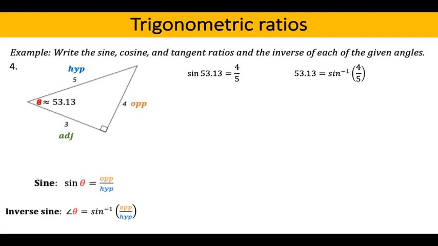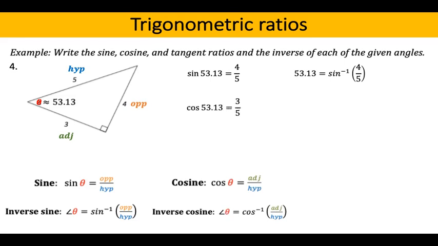We'll do this again for cosine. Cosine is the adjacent over the hypotenuse. So we'll do cosine of our angle, so cosine of 53.13 equals the adjacent side is 3 over the hypotenuse, which is 5. To set up the inverse, we do our angle theta, so 53.13 equals inverse cosine of that same ratio, 3 over 5. That's our adjacent and hypotenuse.